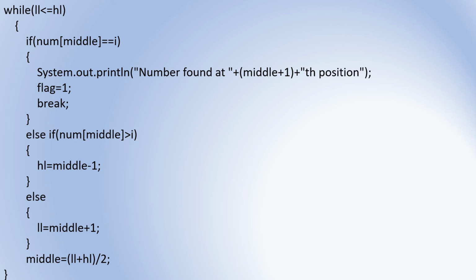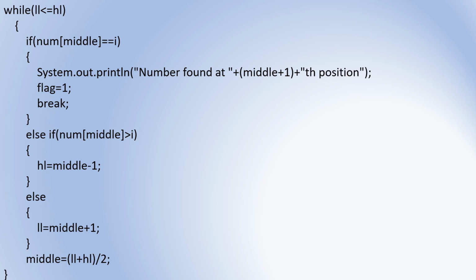After printing the message, we would change the value of flag to 1, to make sure later whether inside the while loop we found the value or not. Since right now we are inside this if condition, that means we have found the value and there is no need to further continue with the while loop. So, we will break the while loop and come outside of it.